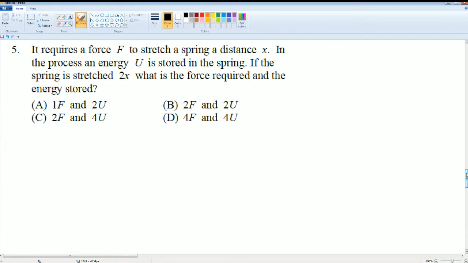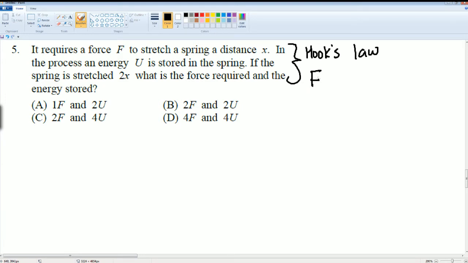5. It requires a force F to stretch a spring a distance x. In the process, an energy U is stored in the spring. If the spring is stretched 2x, what is the force required and the energy stored? Okay, good. First of all, we want to look at F stretches the spring x distance. So here, this is referred to as Hooke's law.